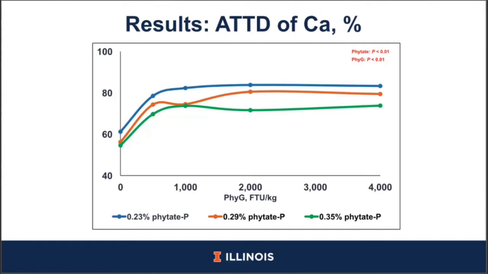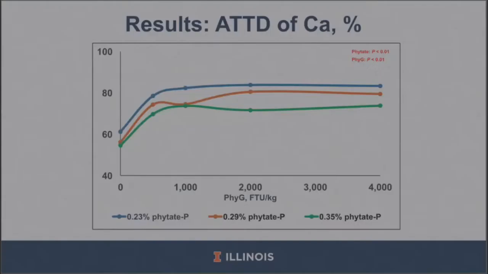No interaction between phytate and PhyG was observed for calcium digestibility. Diets containing 0.35% phytate-bound phosphorus had reduced digestibility of calcium compared with diets containing 0.23 or 0.29% phytate-bound phosphorus. Inclusion of PhyG to diets increased the apparent whole tract digestibility of calcium in all experimental diets.